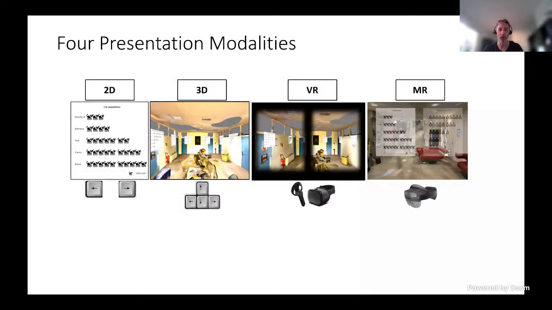So the modalities, we already touched base a little bit on this. We have 4 modalities. One is a standard modality where we present each of the 10 sets of images to the user, where the user will have to remember as much information as possible from this. We have the 3D modality, where the user will navigate in the 3D environment with the screen. The next one is virtual reality with a fully immersive headset. And the last one is mixed reality, where the user is going to navigate in the room physically.